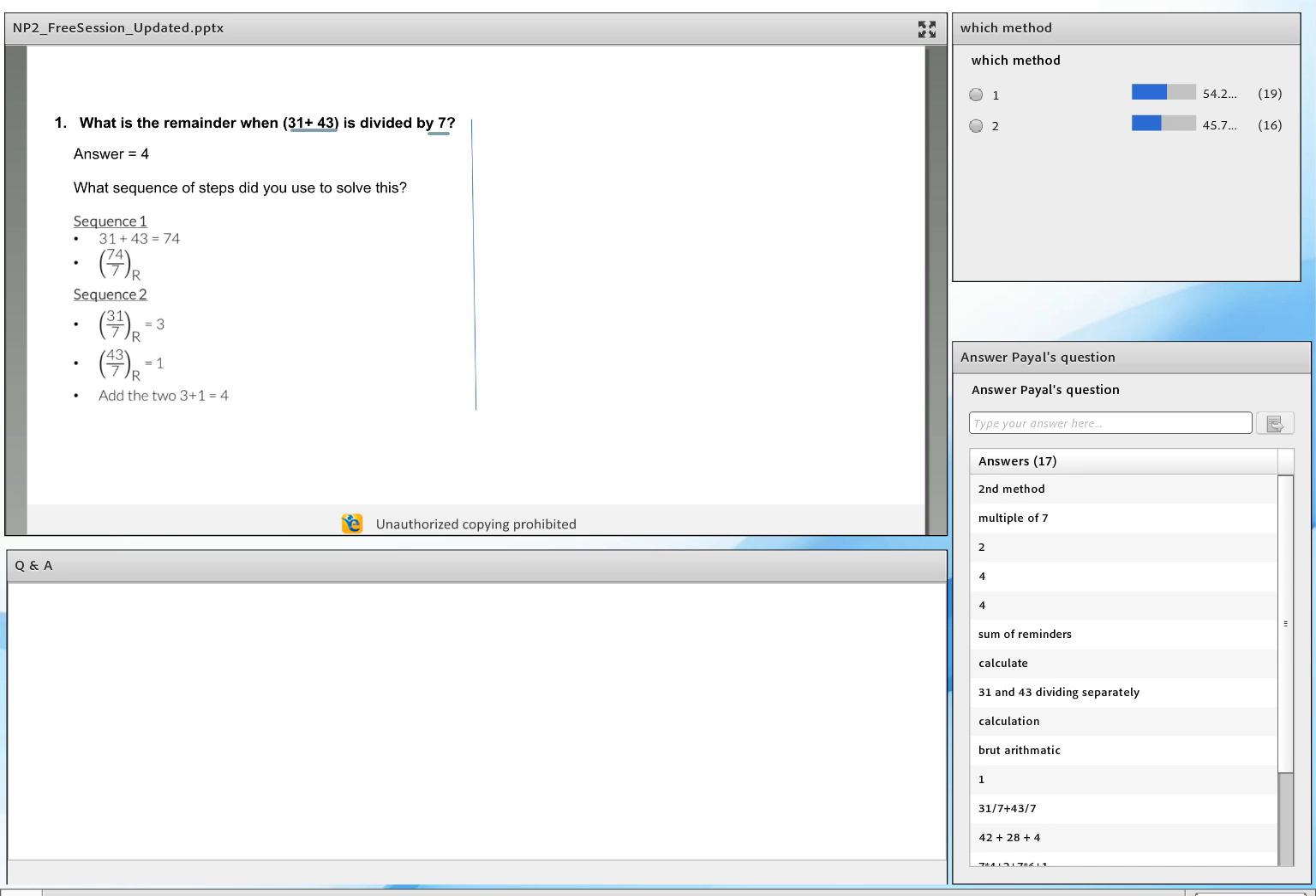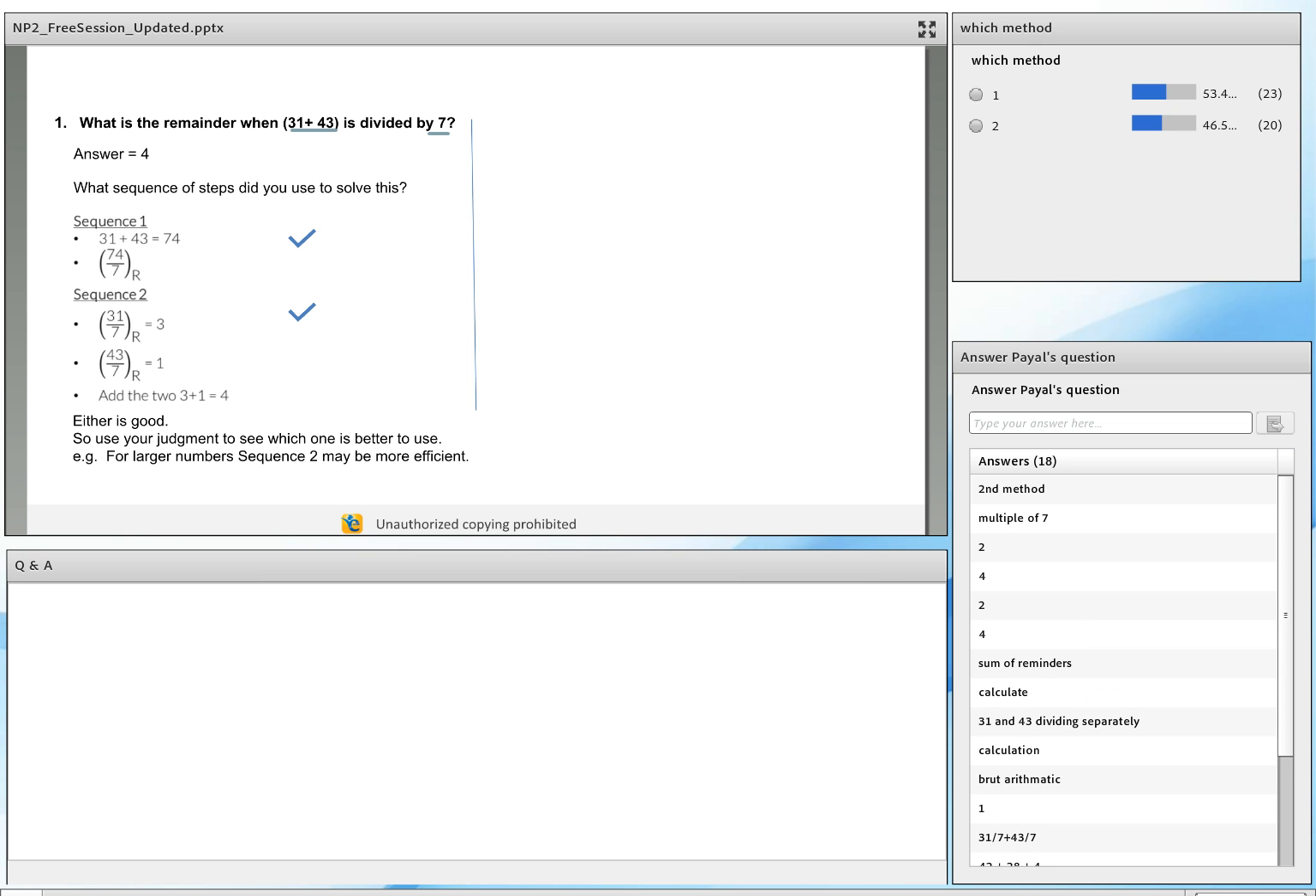So almost an equal split, I would say, between sequence 1 and 2. And you're right, when there's addition involved, you can do either of the two sequences. For larger numbers, I would say sequence 2 would be more convenient because you are dividing smaller numbers first, and then you're adding the remainders. But again, it's really up to you. It's a personal preference. It's a judgment call that you have to make.